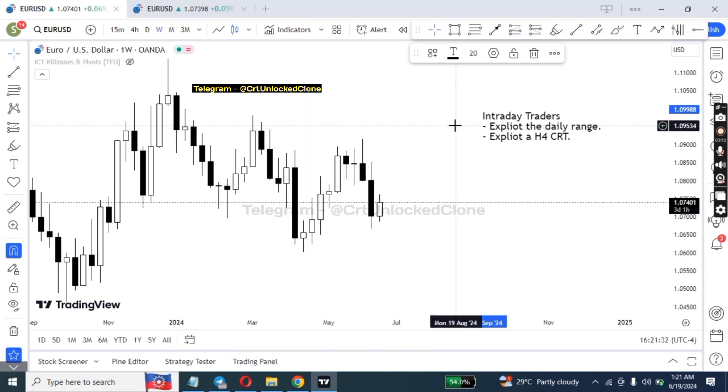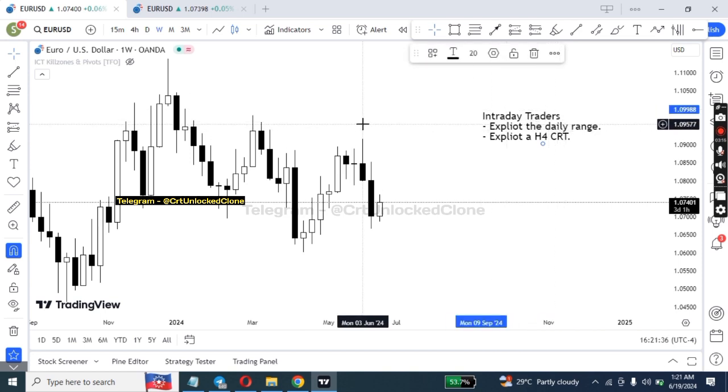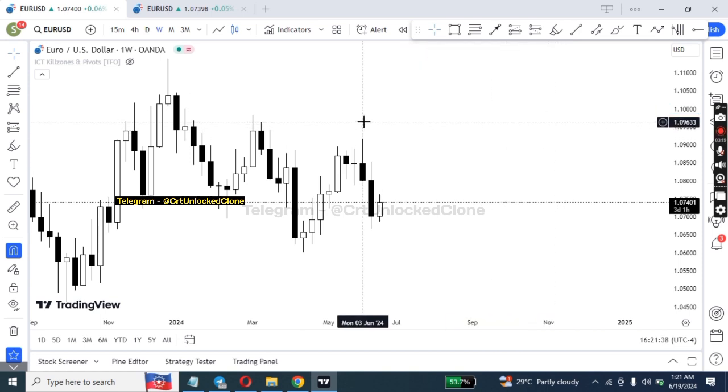Right now, first of all, we're going to start off with the weekly time frame. Now, the most important time frames for us intraday traders are the daily, the 4-hour, and the 15-minute time frame, right? And this is found through time frame alignment. It's time frame alignment which tells us what are the optimal time frames for intraday traders. And for us, it's the daily, the 4-hour, and the 15-minute.